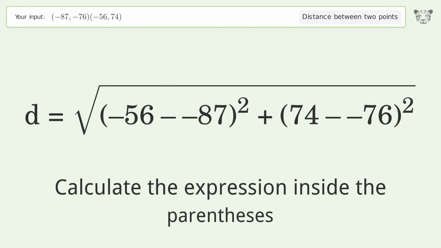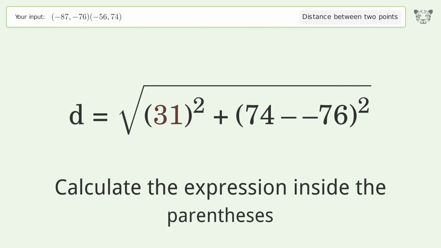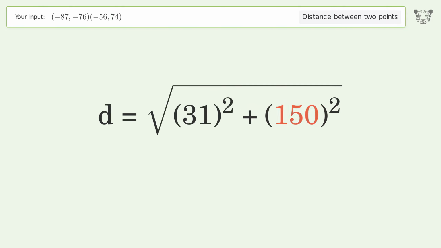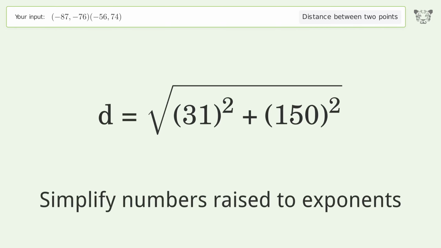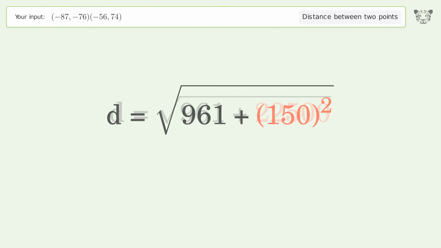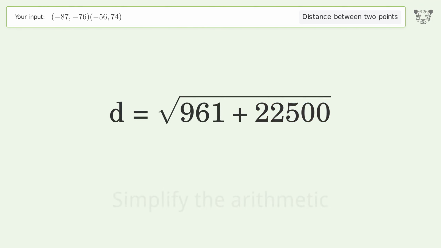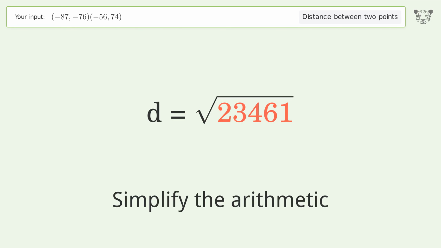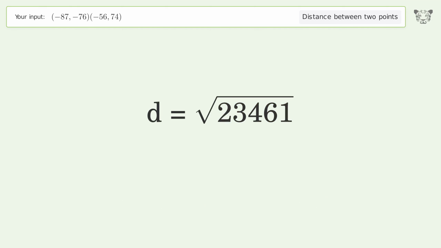Calculate the expression inside the parentheses. Simplify numbers raised to exponents. Simplify the arithmetic. And so the distance between the 2 points is the square root of 23,461, or 153.17.